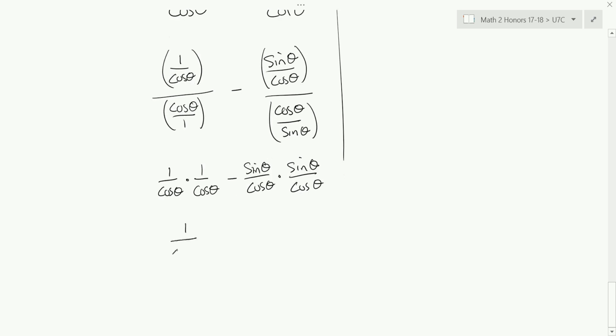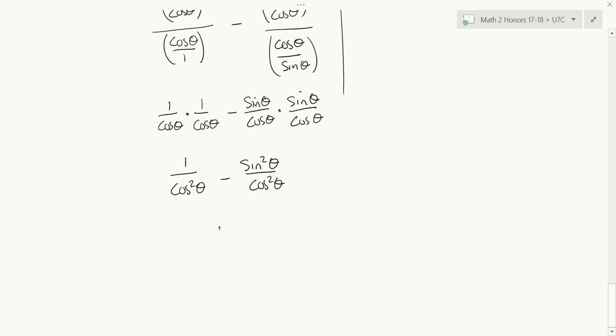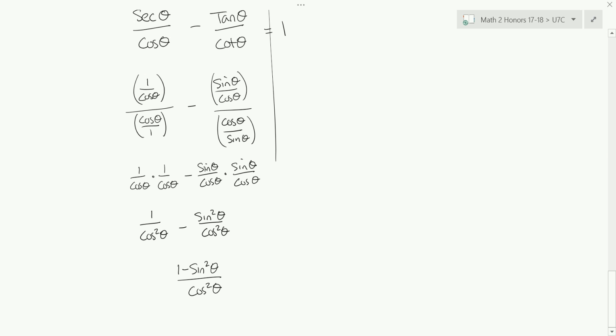So we end up with 1 over cosine squared theta minus sine squared theta over cosine squared theta. Now we need to subtract the 2 fractions, make it 1 fraction. Denominators match already. So 1 minus sine squared theta over cosine squared theta is our one fraction. So now we can compare, what were we trying to find? Oh, we're trying to show that that's 1. Okay, we're not there yet, but we've now gone from 2 fractions to 1 fraction. Once you get that far, you're almost done.